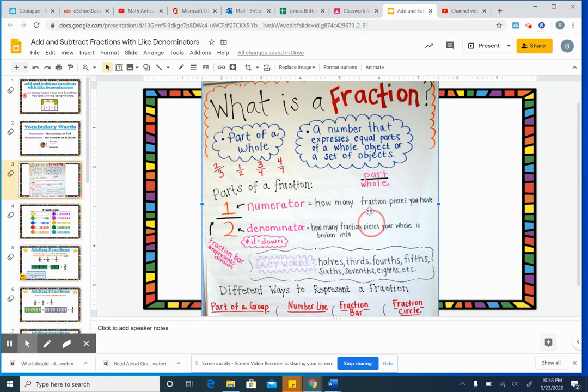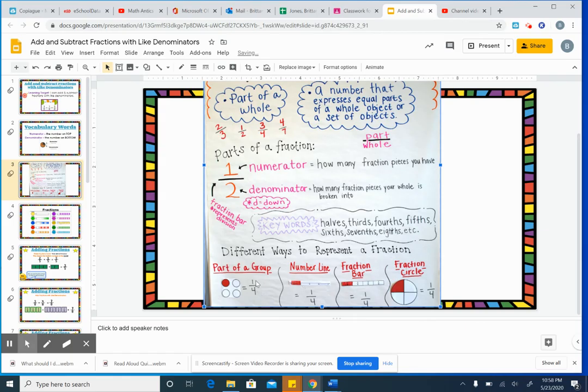Okay? There's several different ways to show a fraction. You can show a fraction as a part of a group in a picture. You can show it on a number line. You can show it in a fraction bar, or you can show it in a fraction circle, like a pie chart.